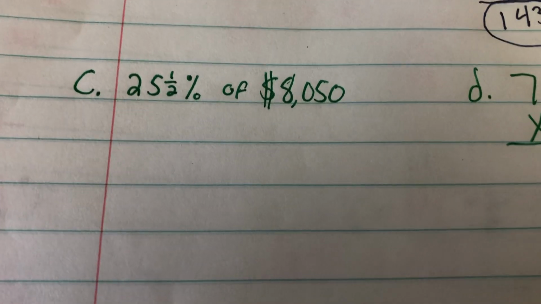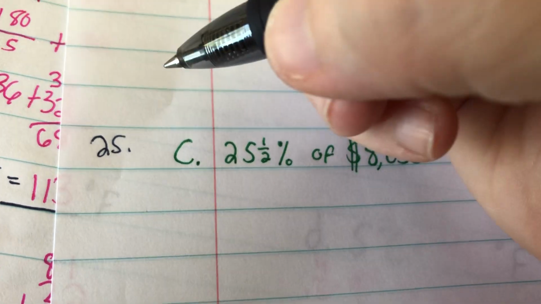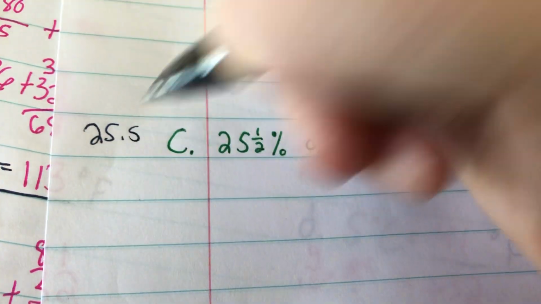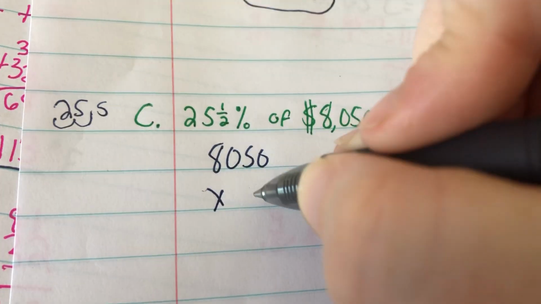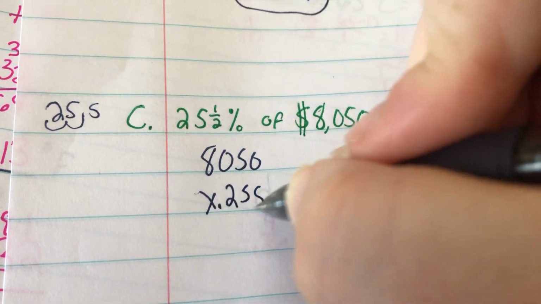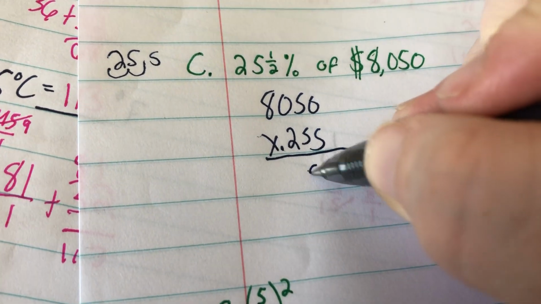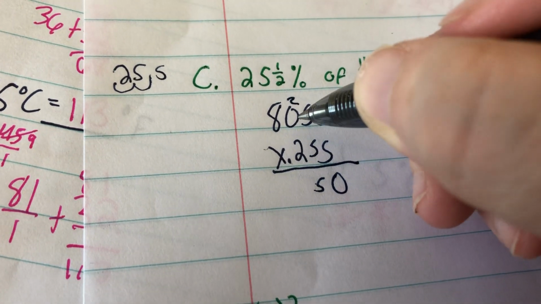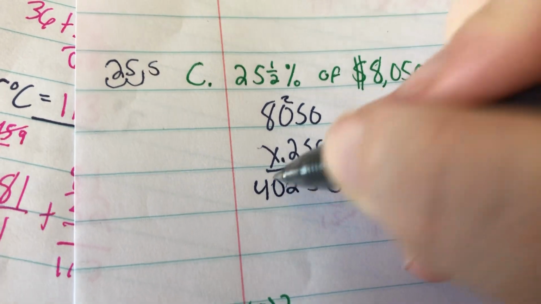On C, we have 25.5% of $8,050. Well, 25.5, just as a decimal, or as a whole number, would be 25.5. Now we've got to move that decimal point over 1, 2. So it's going to be 8050 times 0.255. 5 times 0 is 0. 5 times 5 is 25. 5 times 0 is 0 plus 2. 5 times 8 is 40.